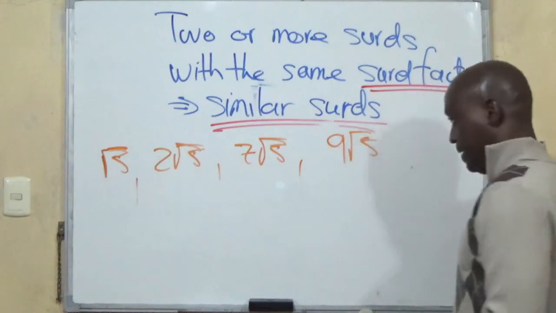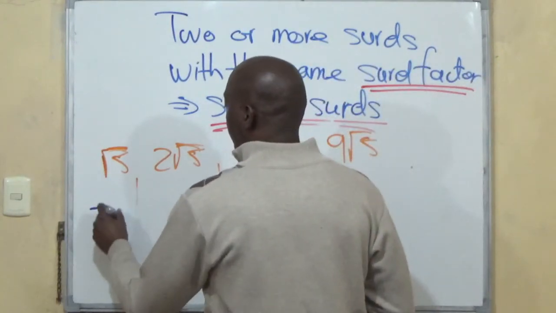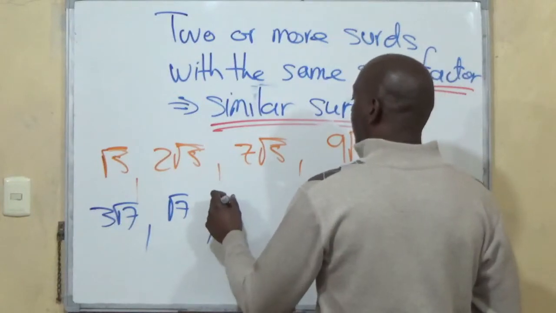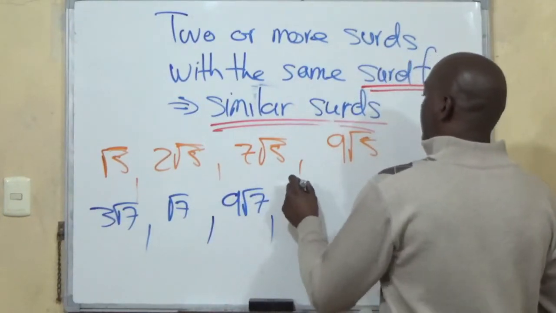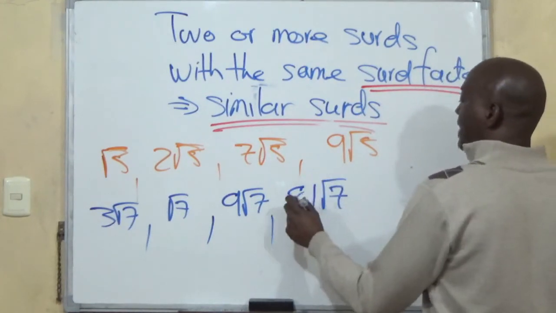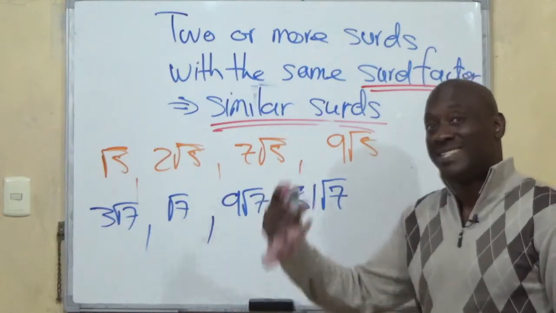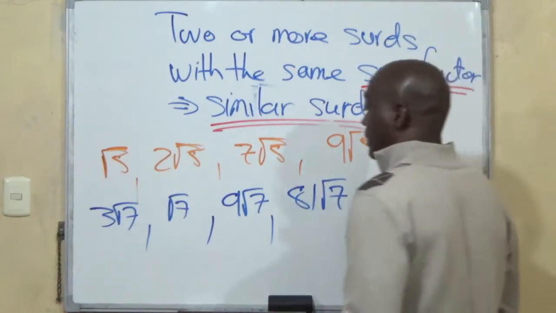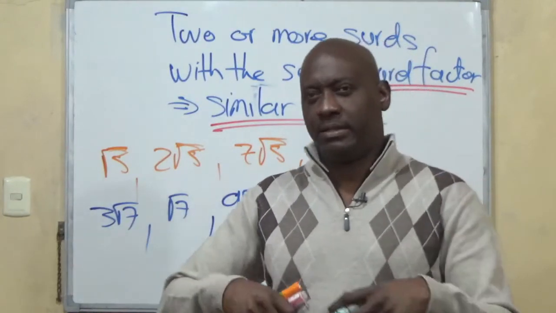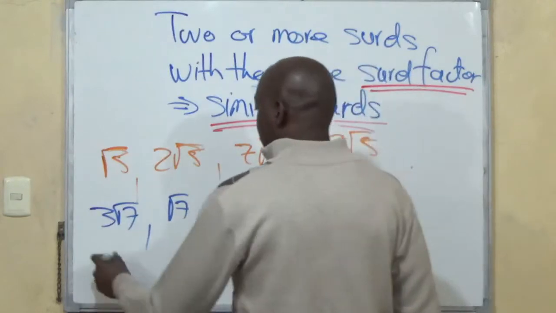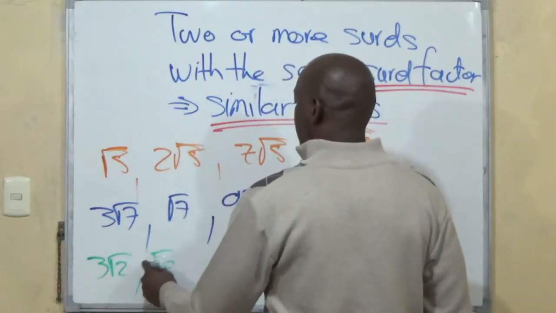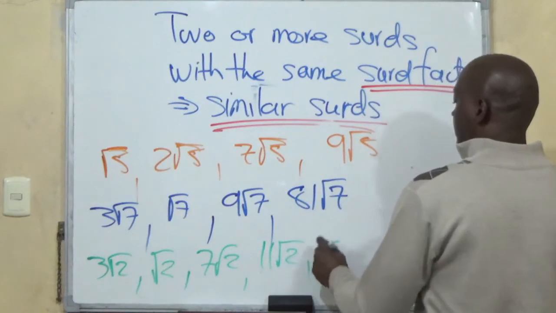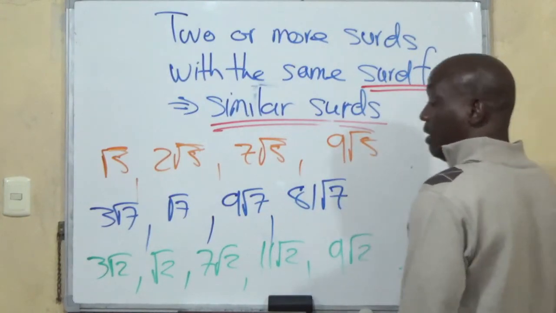Let me do a few more examples now. Yeah. How about root 7? 3 root 7. Root 7 itself, which is really 1 root 7. 9 root 7. 81 root 7. Etc., etc. The common surd factor is root 7. Alright? How about root 2? Many times in your working, you'll get questions where you have root 2 occurring in a number of different places. So you have 3 root 2, you have root 2 itself, you have, let me say, 7 root 2, 11 root 2, 9 root 2, etc., etc.